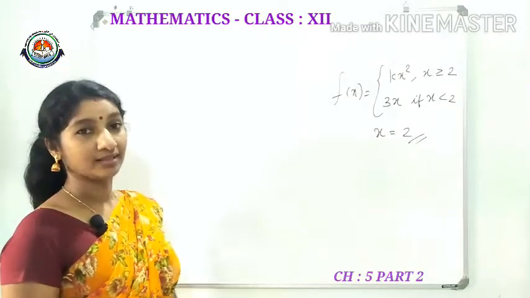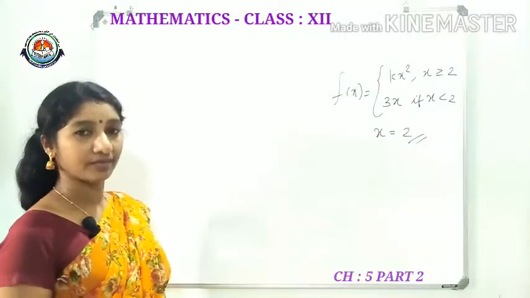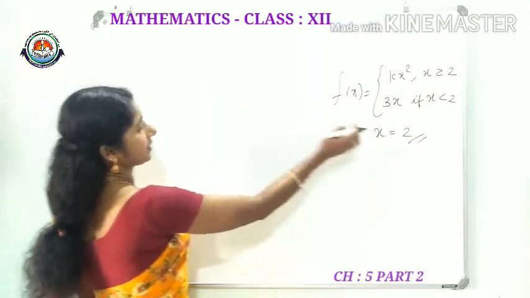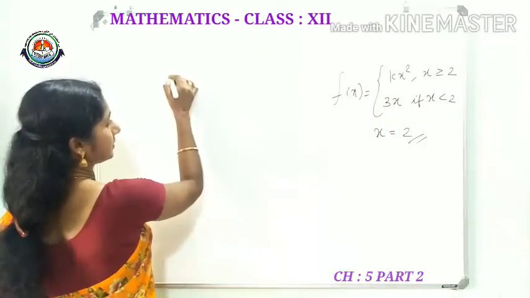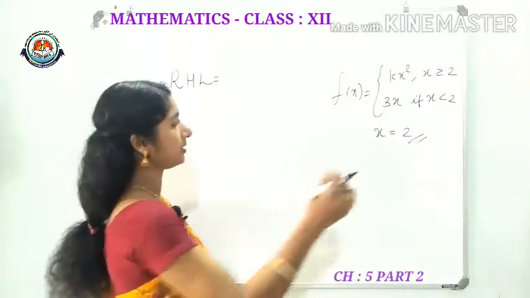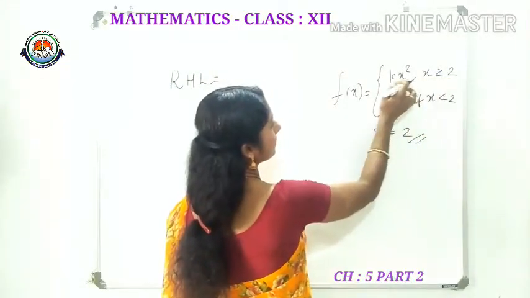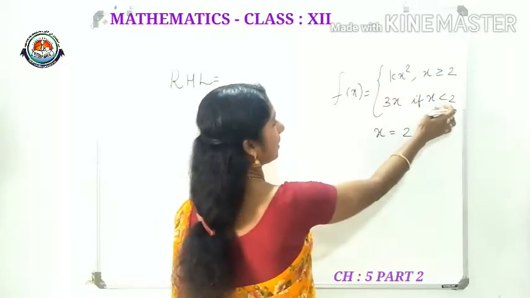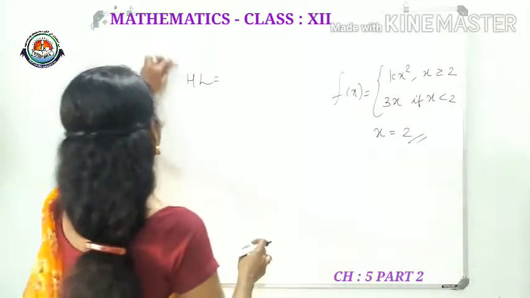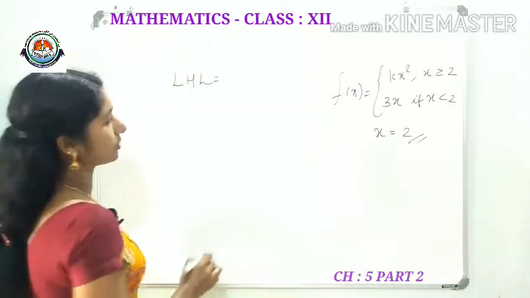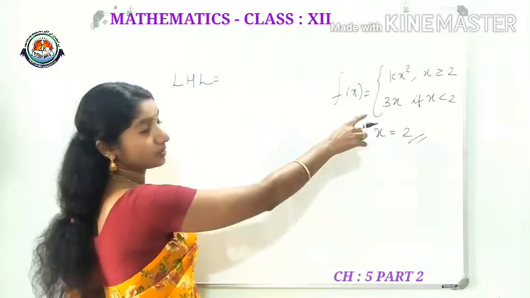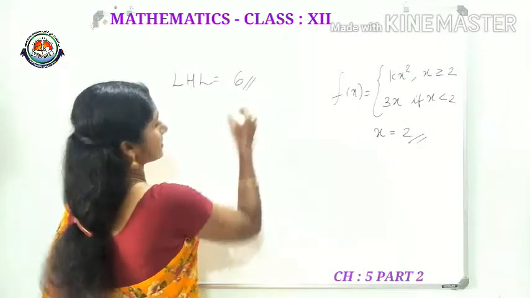So we can find the limit value and the function value and equate them to find the value of k. We can find the right limit or the left limit. Why am I taking the left limit here? At the function value we will get kx square from here. So for x less than 2, we can take the left limit, because it is given for x less than 2. So the left limit is limit x tends to 2 minus f of x, that is 3 into 2, so we will get 6.